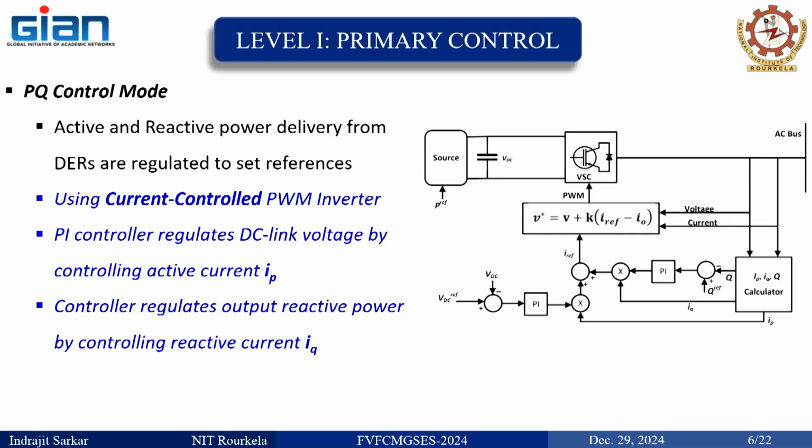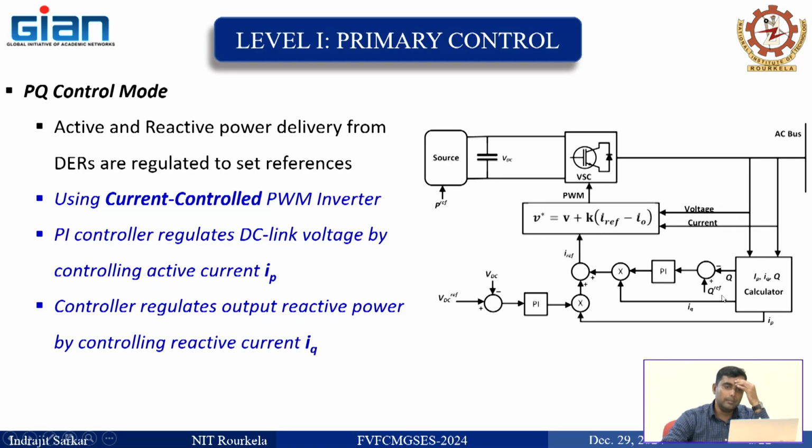The PI controller will adjust this active component of current so that active current is controlled. This is how the DC link voltage controls the active power flow.